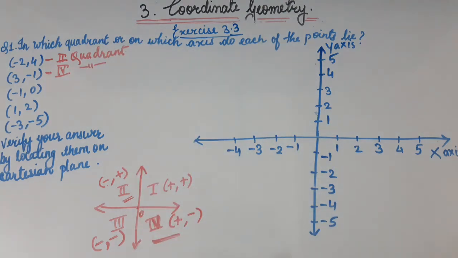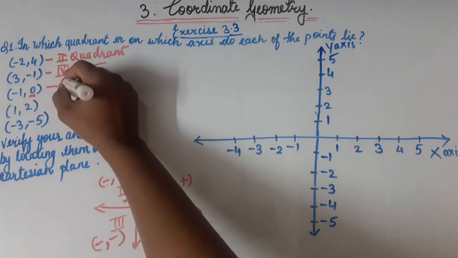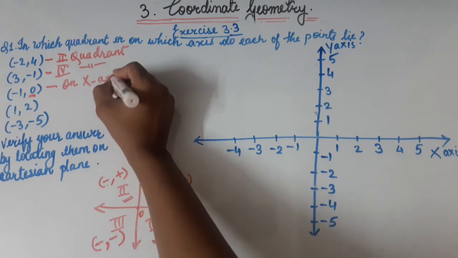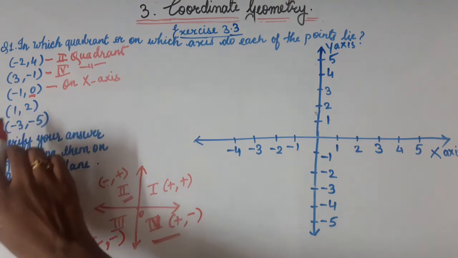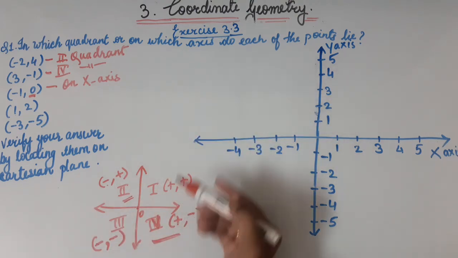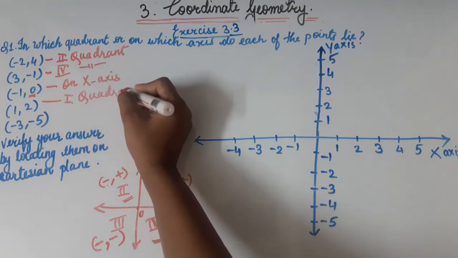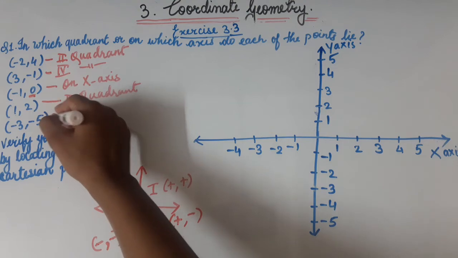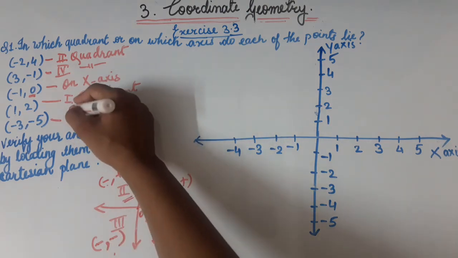Then minus 1 comma 0. Now if you see, the y coordinate is 0, and we have discussed if the y coordinate is 0, the point lies on the x axis. Then the next point is 1 comma 2, both positive. Both positive means first quadrant, to the right and above. And the last point is minus 3 comma minus 5, both negative, to the left and below. Left and below means the third quadrant.